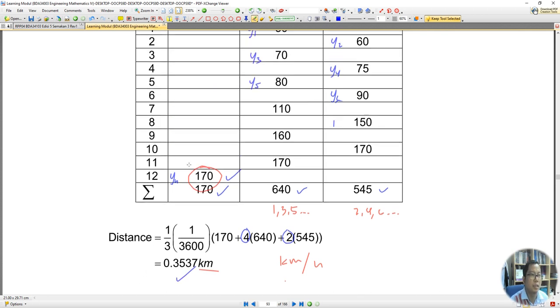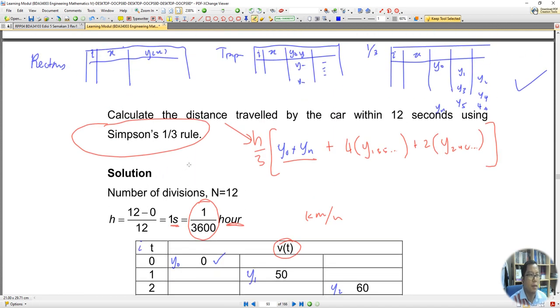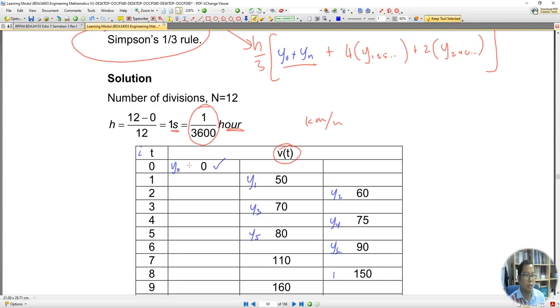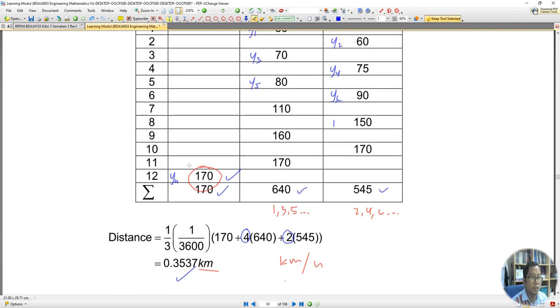Okay, that's it. I think that is enough for numerical methods using rectangular, trapezoidal, and Simpson 1/3 and 3/8 rules. Any questions we can have during our tutorial class or in any discussion after this. I hope you are able to understand these three methods: the rectangular method, the trapezoidal method, and Simpson 1/3 and 3/8 methods.